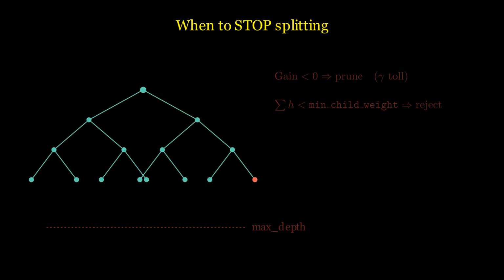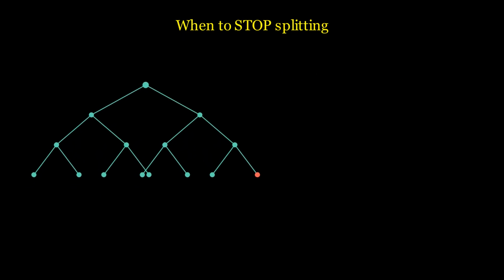What about missing values? For every split, XGBoost also learns a default direction. It tries sending all the missing valued points left, then right, and keeps whichever gives more gain. So missing data isn't imputed or dropped. The tree learns where to route it. This is called sparsity-aware split finding, and you get it for free.